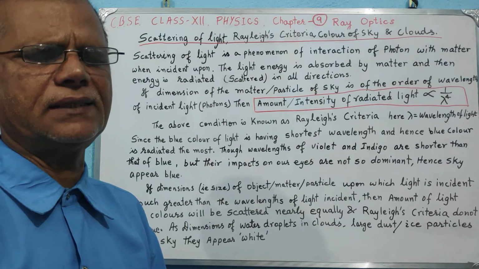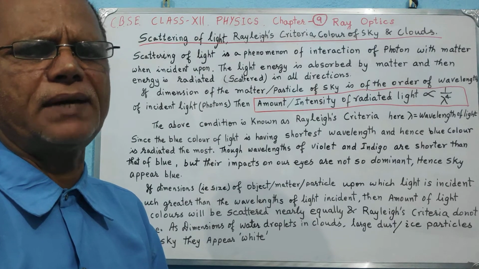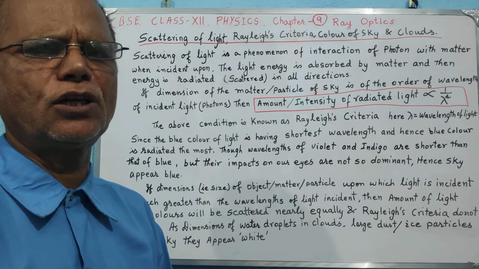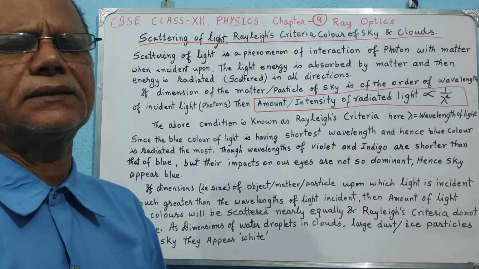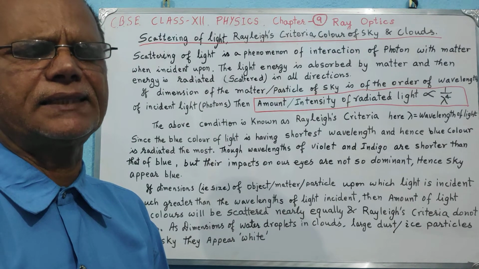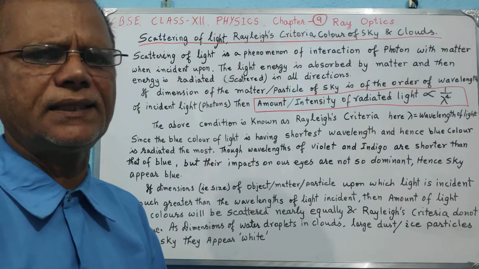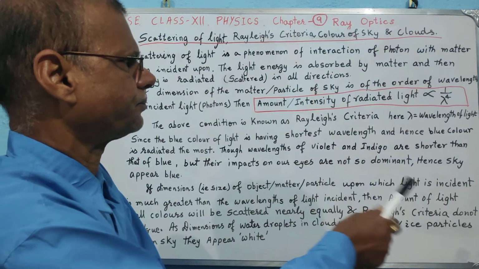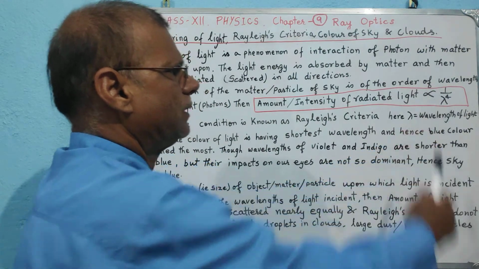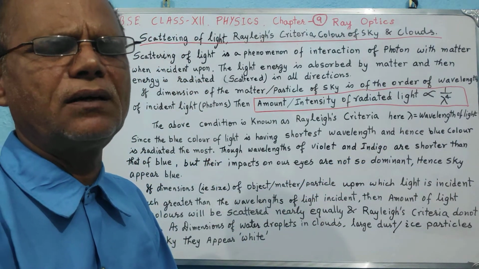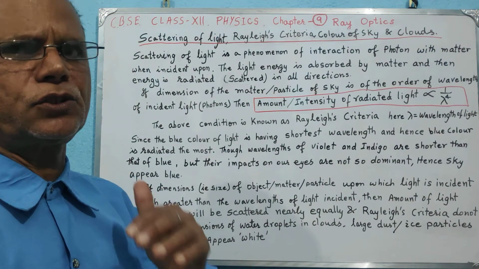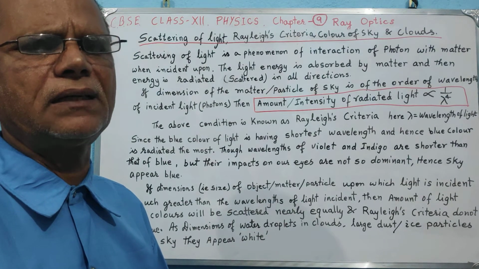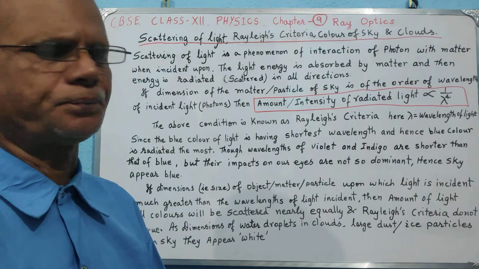This criterion is that if the dimension of the matter, the dimension of the particle on which the light is incident, is of the order of the wavelength, then the amount of light scattered, meaning the amount of light re-radiated by the matter, will be inversely proportional to the fourth power of its wavelength. So the shorter the wavelength, the greater the intensity of that color of light that will be re-radiated.